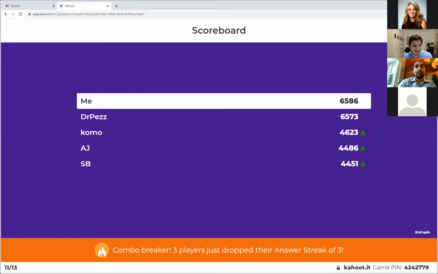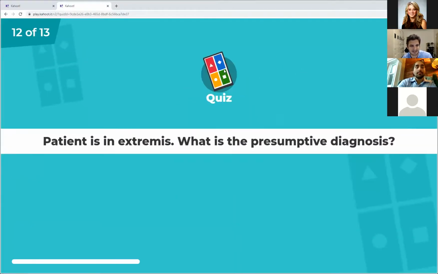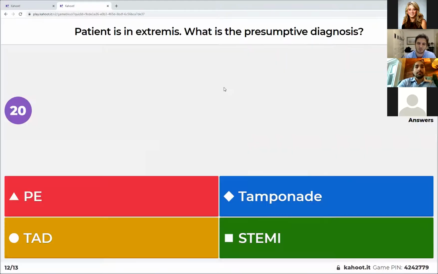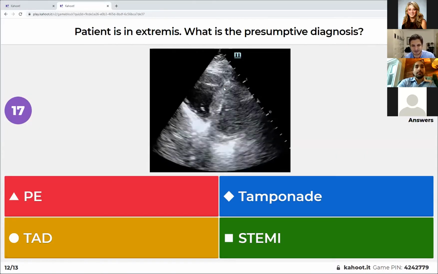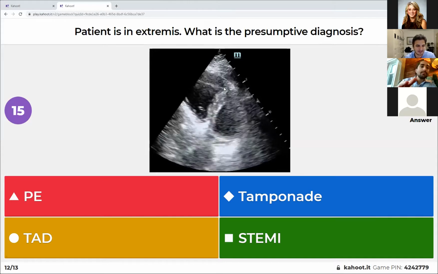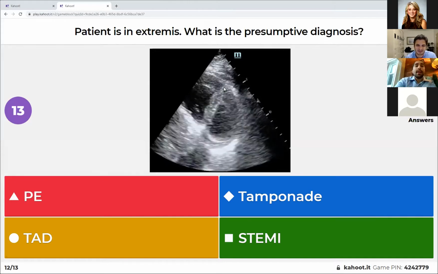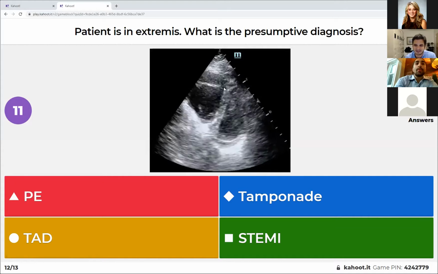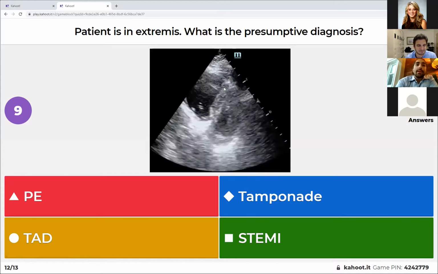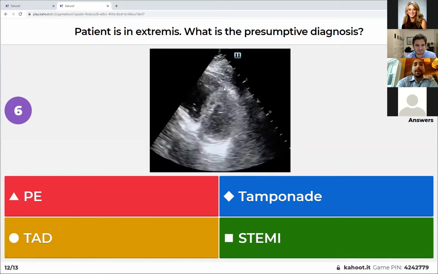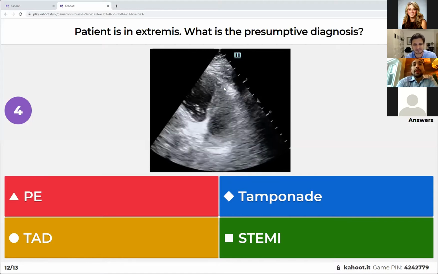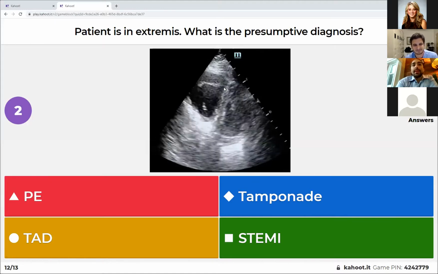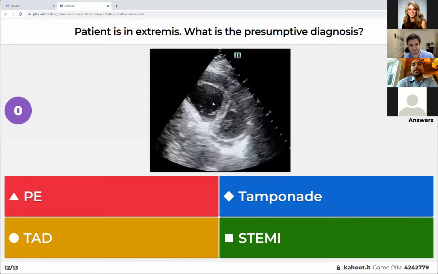All right, as we're going into the final stretch, this patient is in extremis. What is the presumptive diagnosis? Nasser, can you tell us about what this picture is showing? Yeah, a parasternal short axis view here, giving us a cross-sectional axial view through the heart. On the right side of the screen, we've got the LV. Left side of the screen, we've got the RV.